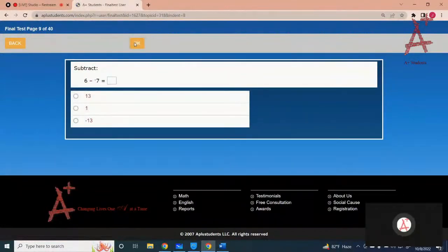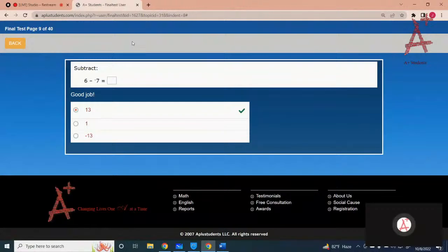Okay, 6 subtract negative 7. I've just explained that subtracting a negative number is the same as adding. So it would be 6 plus 7. 6 plus 7 is 13. Got it? Select the correct option and click on the OK button.